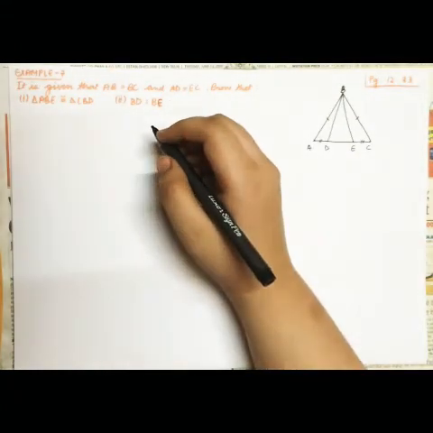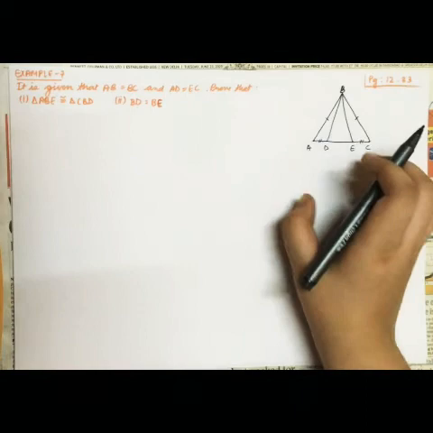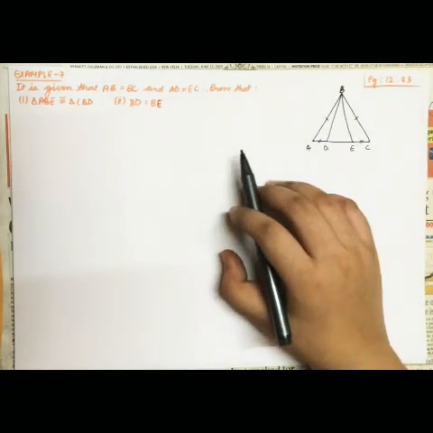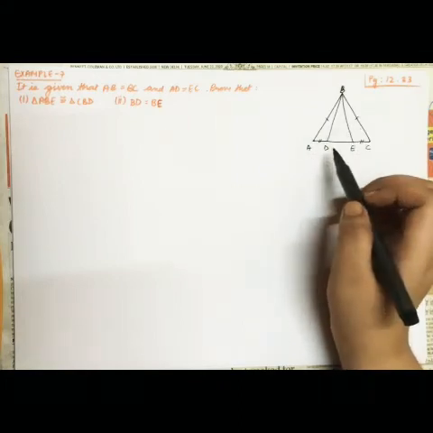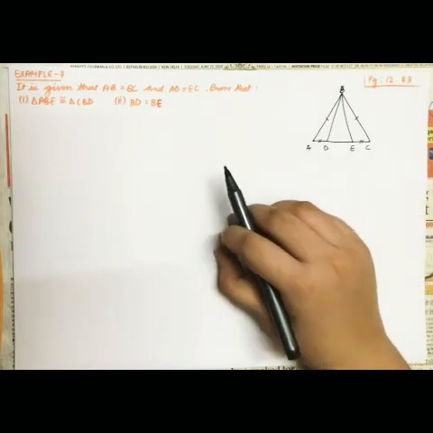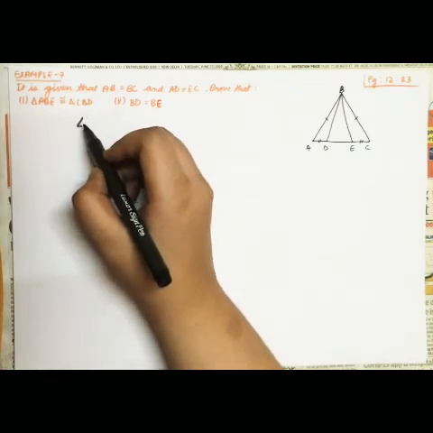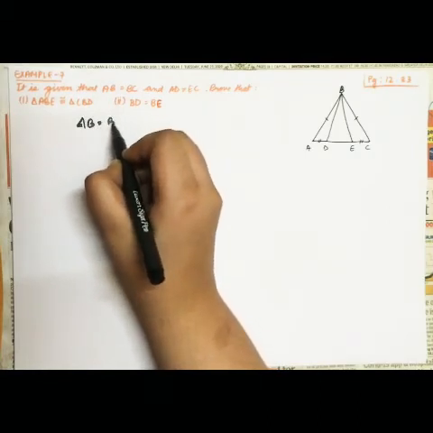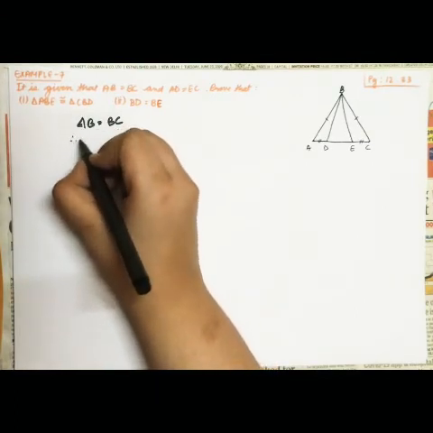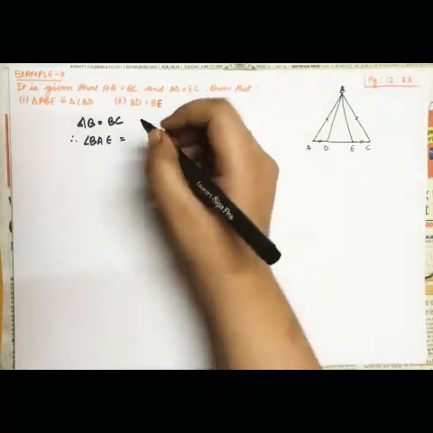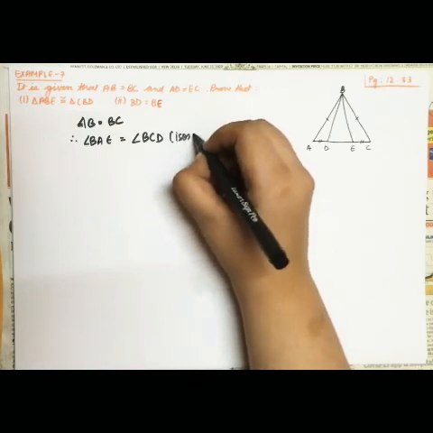Now example number 7. It is given that AB is equal to BC and AD is equal to EC. We have to prove that triangle ABE is congruent to triangle CBD and BD is equal to BE. So in this we will start with angle. Since it is given to us that AB is equal to BC, we can write angle BAE is equal to angle BCD. Why? Because of isosceles triangle property.